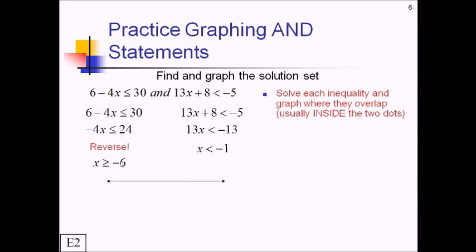Now, negative 6 is to the left of negative 1, so we can put the negative 6 over here. That's going to take a solid dot because of the equals. Negative 1, notice, has an open dot because there is no equals on this. And in terms of where we're shading, we want everything to the right of negative 6. That is also to the left of negative 1. So we end up shading between those two things.